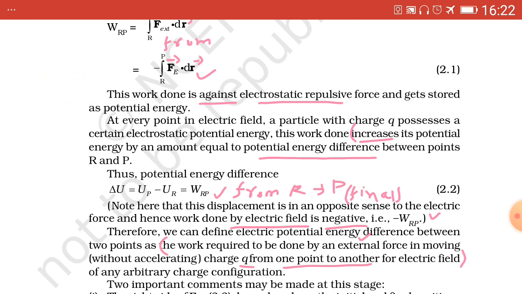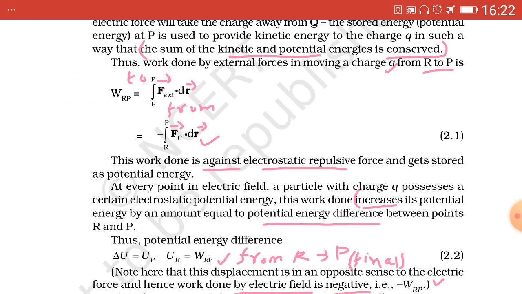So this is equal to minus integral from R to P of Fe vector dot dr vector, the equation which I have tick marked. And here the negative sign appears because this work done is against the electrostatic repulsive force, and it gets stored as potential energy.